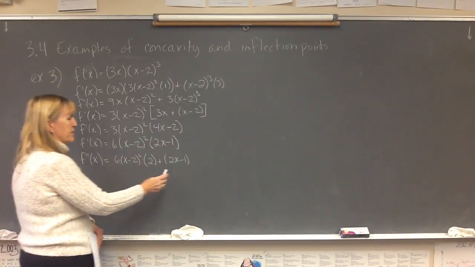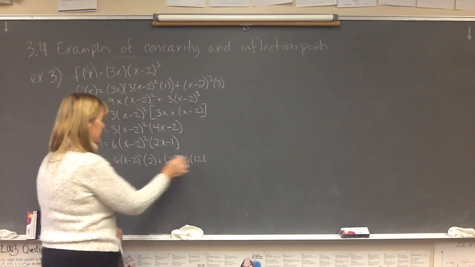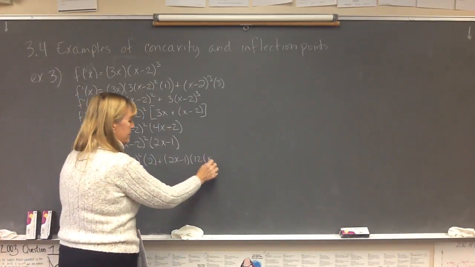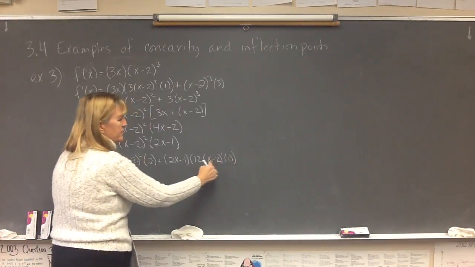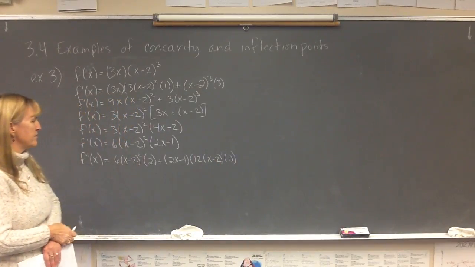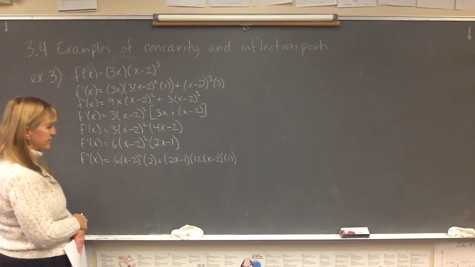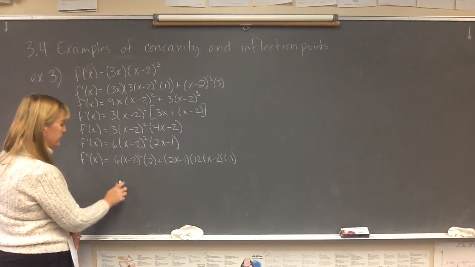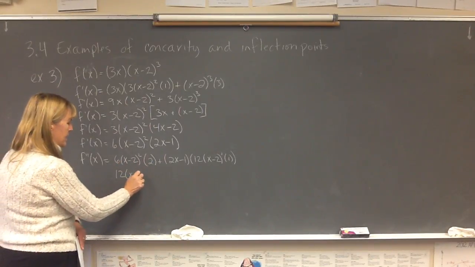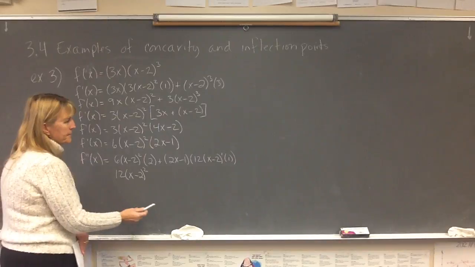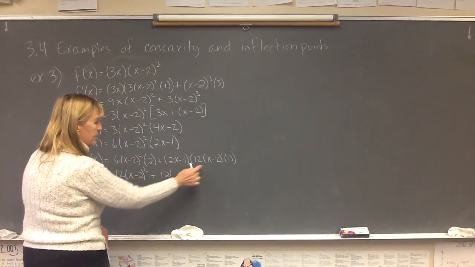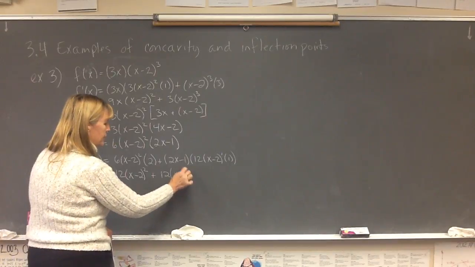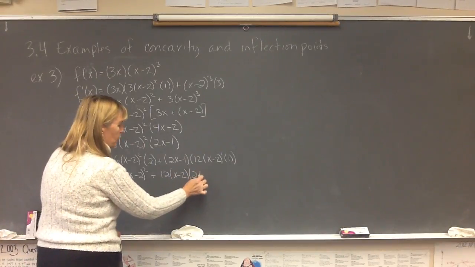The 2 times 6 makes 12. Copy x minus 2 quantity to the first, and then chain rule of the derivative of what's inside my parentheses gives me a 1. Now I'm going to make this nice and neat again, I hope. 2 times 6 giving me 12, x minus 2 squared, and I have a 12 here, so plus 12, I have an x minus 2, and then a 2x minus 1.